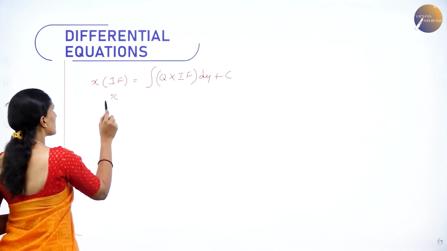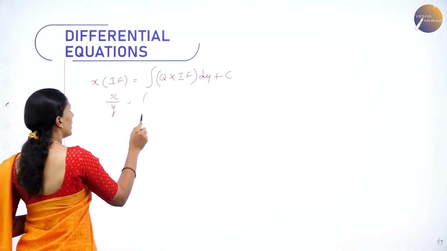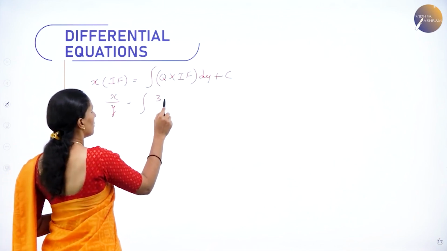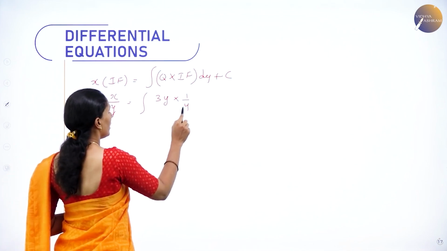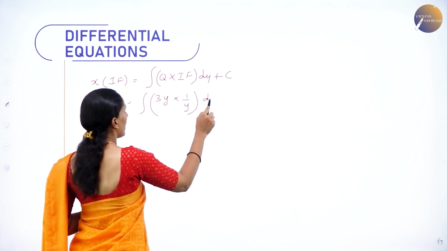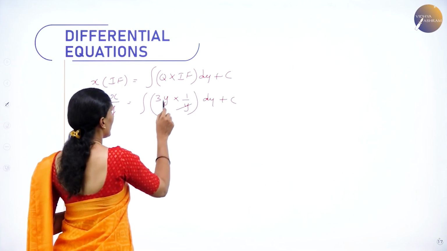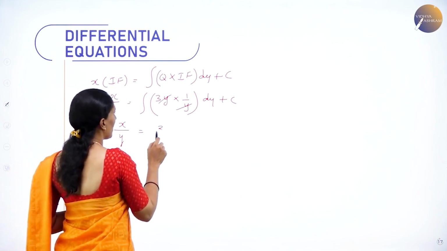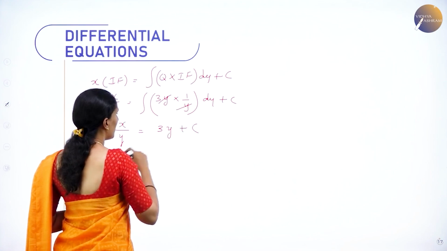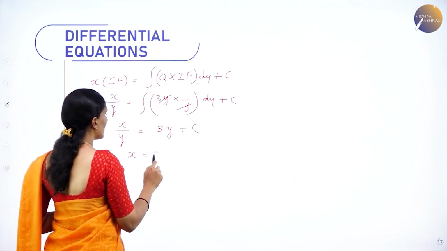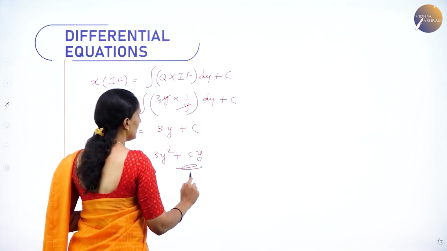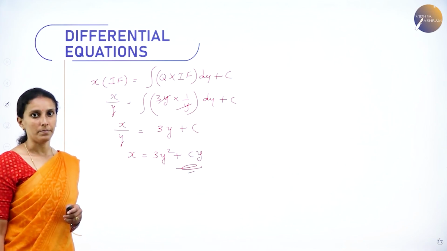Now here I have x by y is equal to integral of q, and q is 3y. So 3y into 1 by y dy plus c, the y cancels. So x by y, integral of 3 becomes 3y plus c. Multiplying y on both sides, it is 3y square plus cy. So this is the required solution.